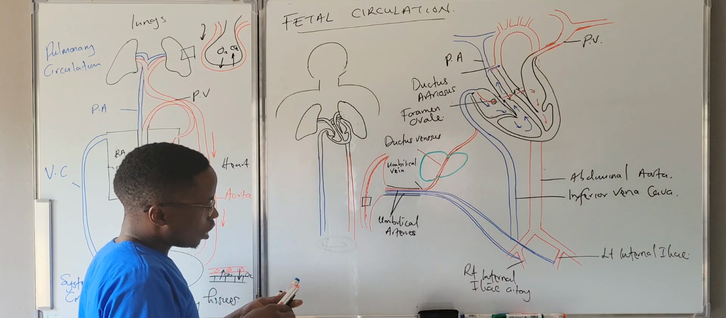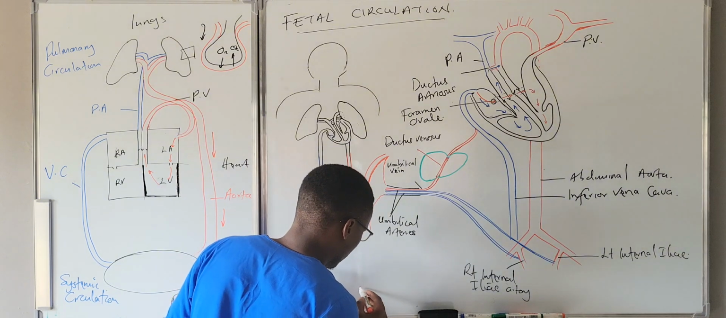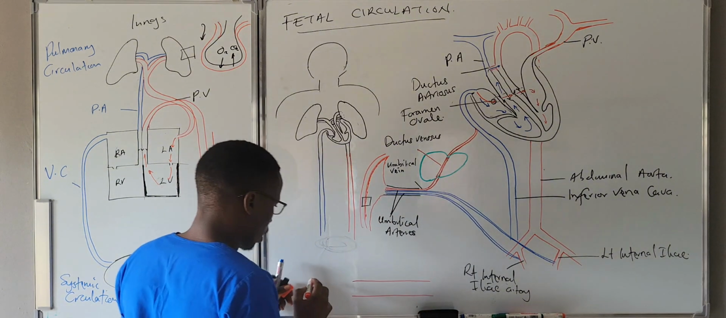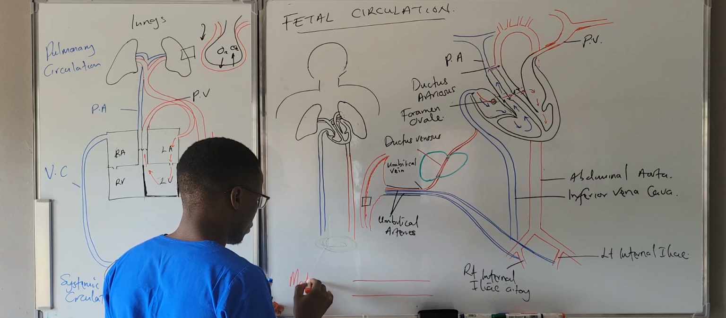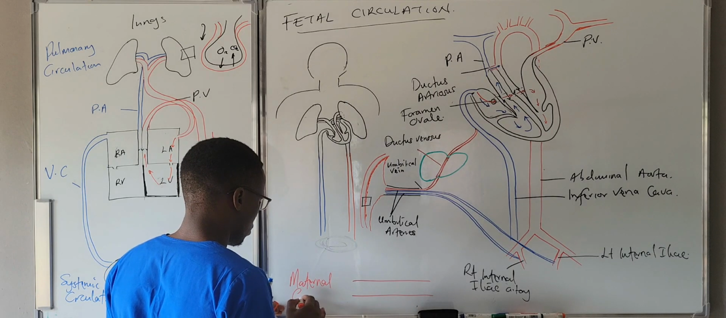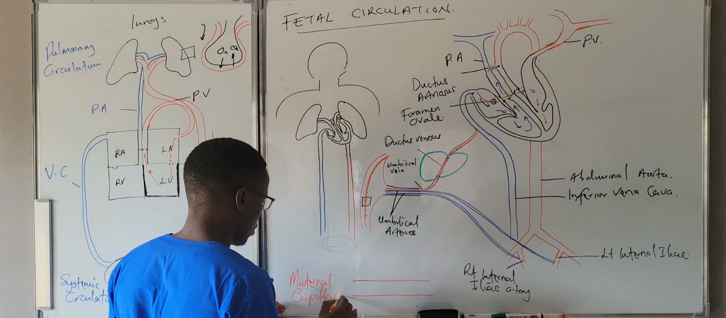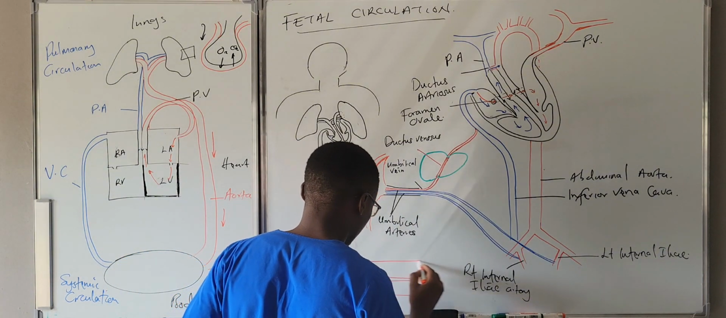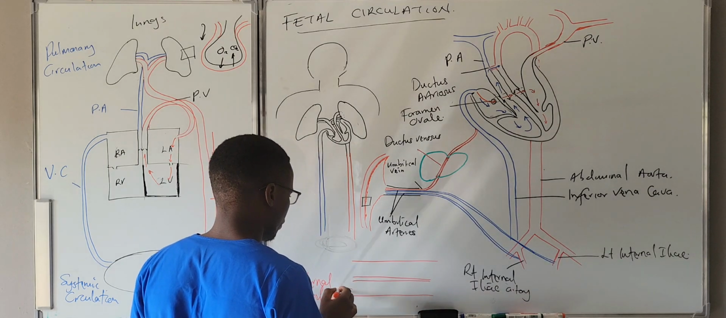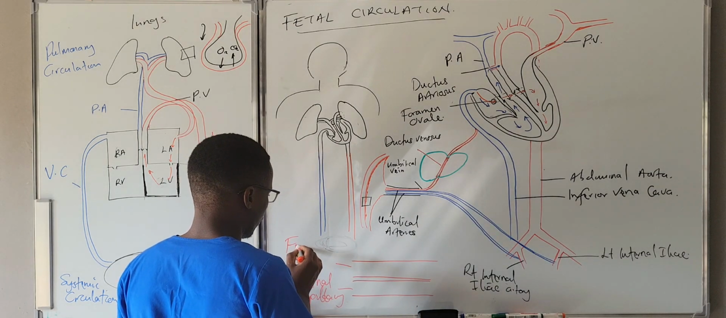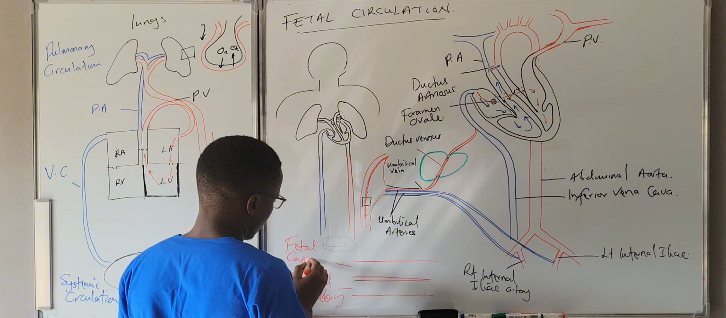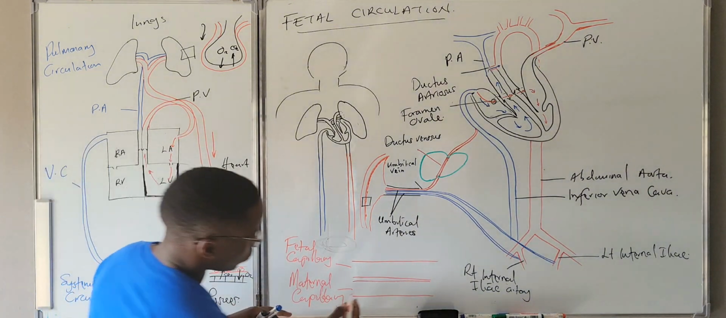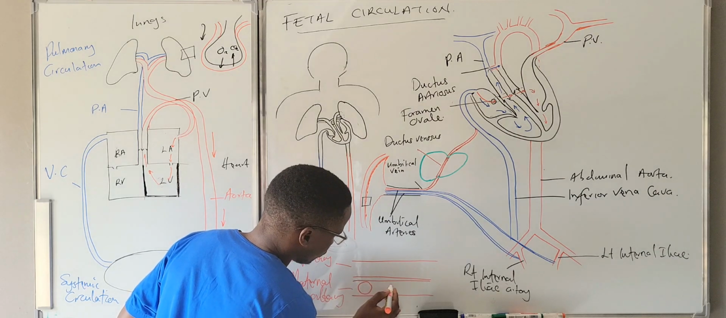So let's try to do something like this. This is a capillary, the maternal capillary. And then we also have the fetal capillary. This is the fetal capillary. Now we should understand that we have these red blood cells.